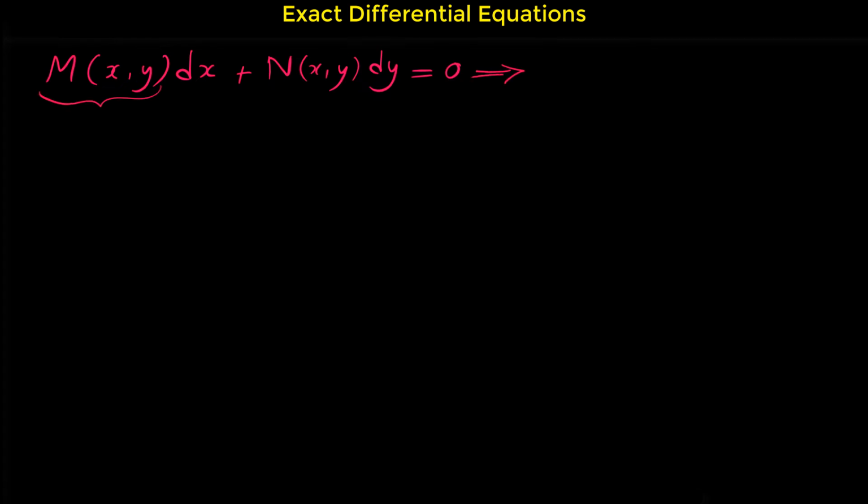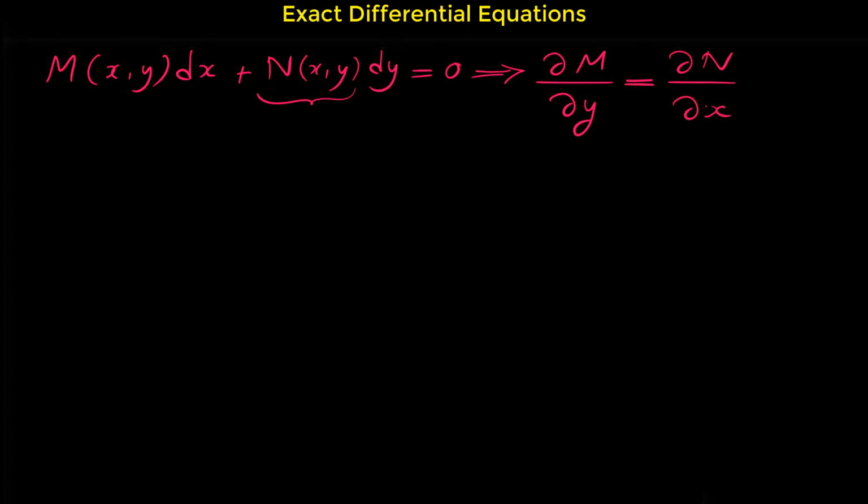derivative of the function M, note that here M is a function of x and y and N is also a function of x and y. These type of differential equations are exact differential equations if derivative of M, note that M is the coefficient of dx, if derivative of M with respect to y equals derivative of N with respect to x.